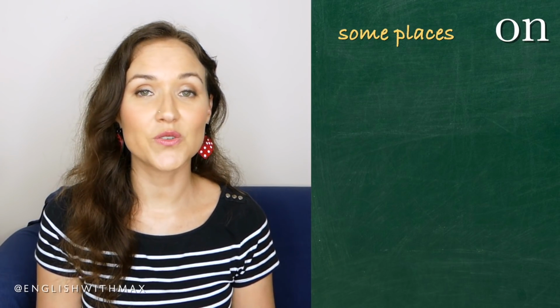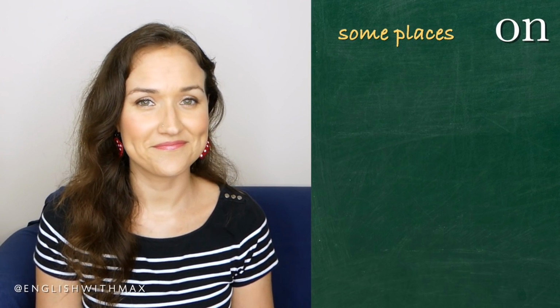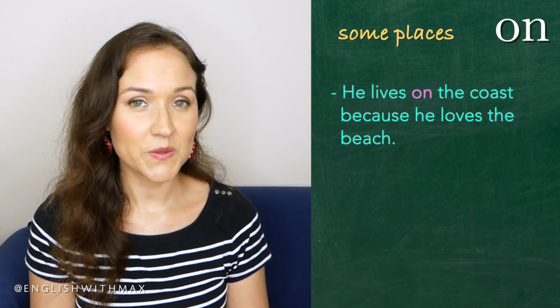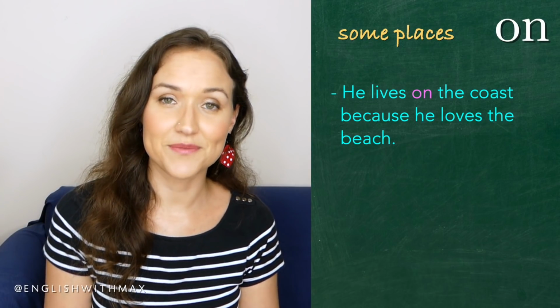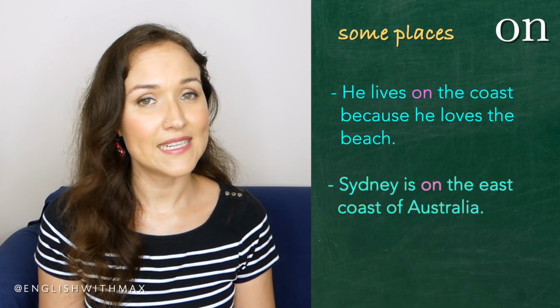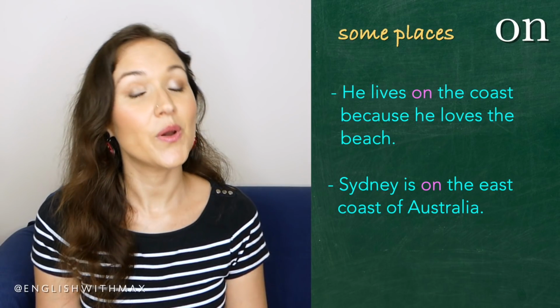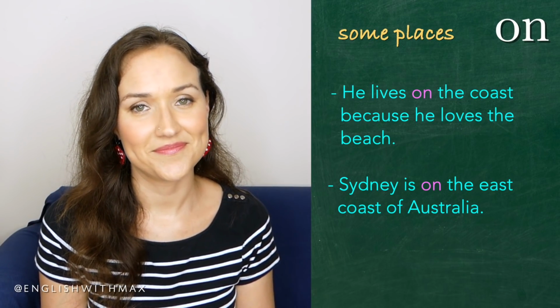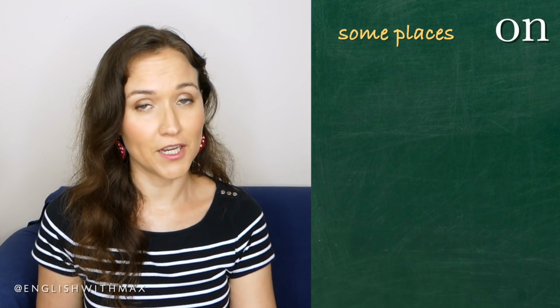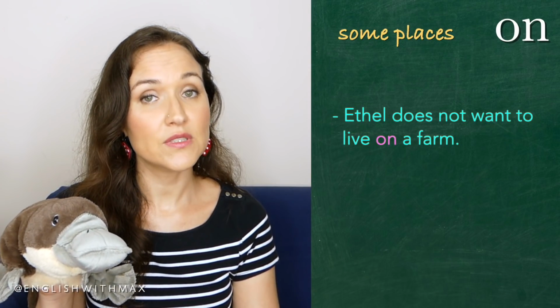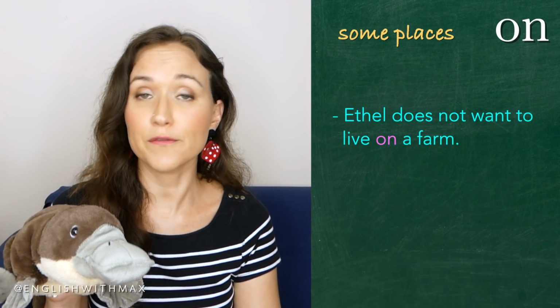We also use on for coasts. He lives on the coast because he loves the beach. Sydney is on the east coast of Australia. And we say on a farm. Ethel does not want to live on a farm.